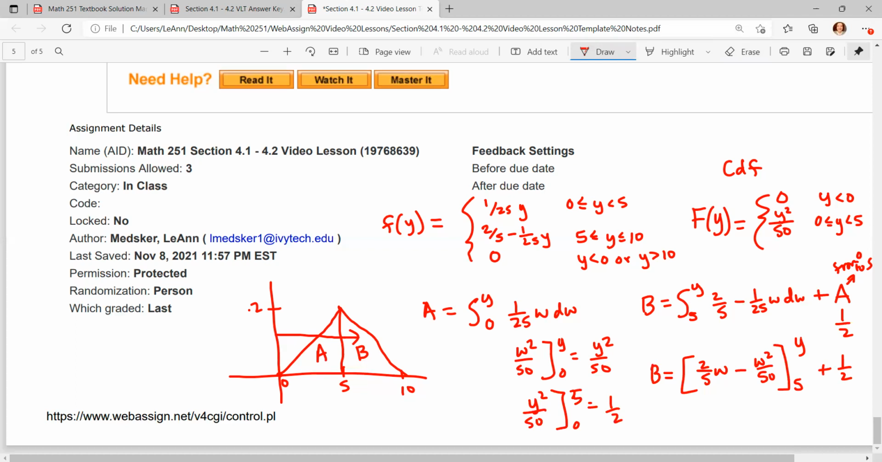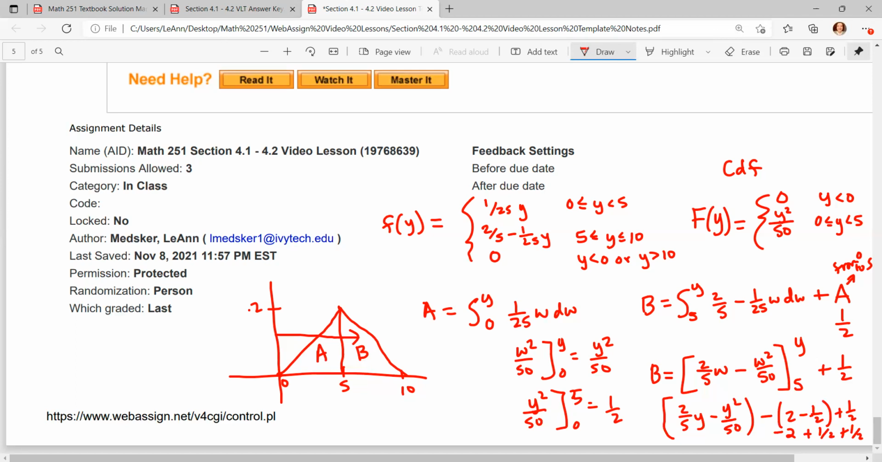So this is going to be 2/5 y minus y squared over 50. That's the first part. Minus 2. And then that's going to be minus a half, 25 over 50, which is a half. Then plus a half. This is minus 2 plus a half plus a half. That's going to be 2/5.